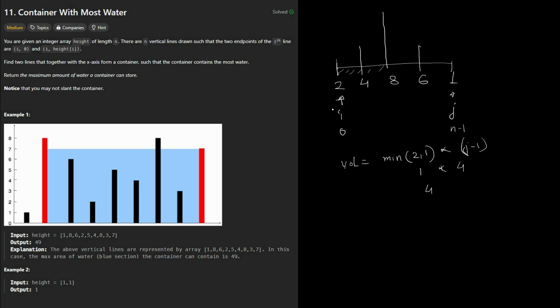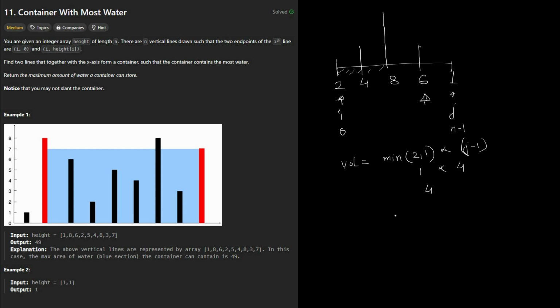Now, in order to maximize, what can I do? Out of the 2, which value is minimum? The j pointer value is minimum, so I can move it to this position. I am decrementing the jth position by 1 because out of both of the pointers, the j value was smaller.